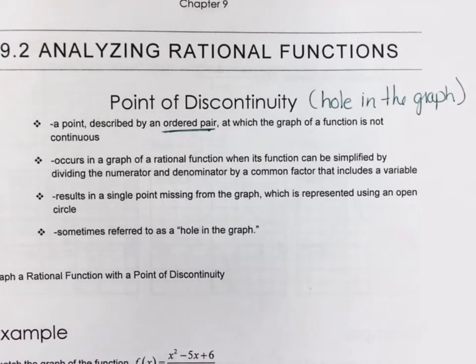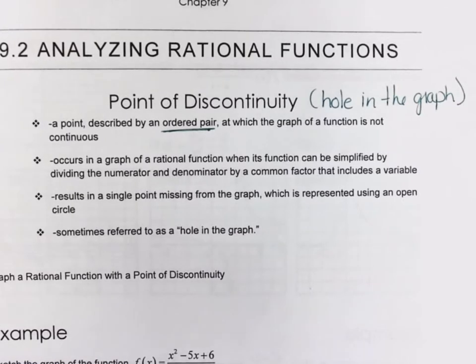Okay, so it happens when we simplify and cancel out. You get a point of discontinuity when you've canceled out an x from the numerator and the denominator. We'll go through it, and it will make sense when we do it. It results in a single missing point on the graph. It's sometimes referred to as a hole. I call them PODs, for point of discontinuity.